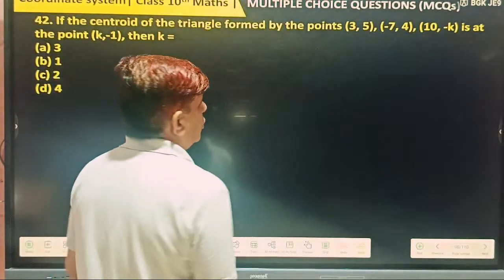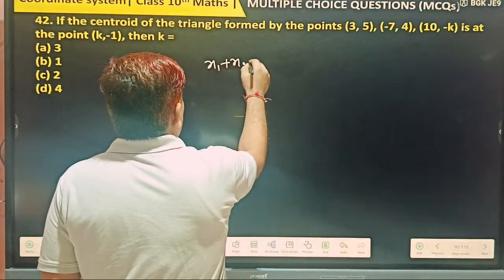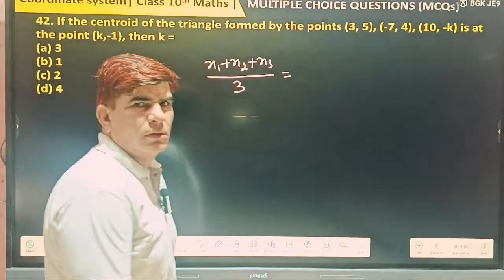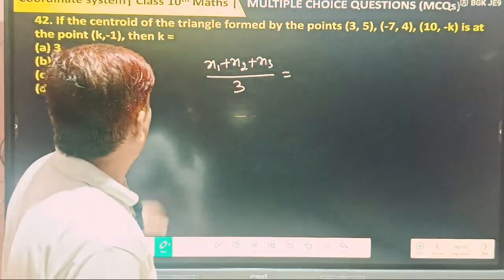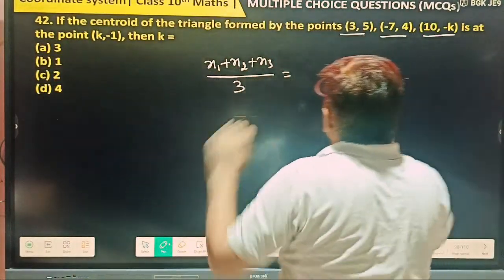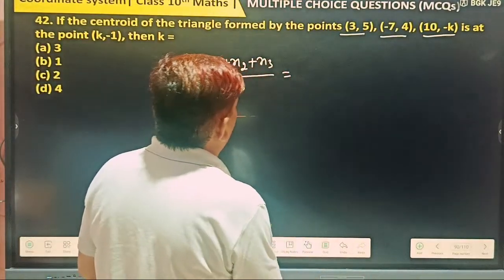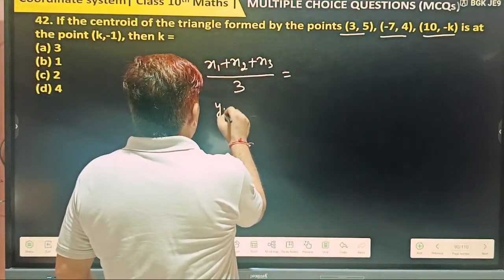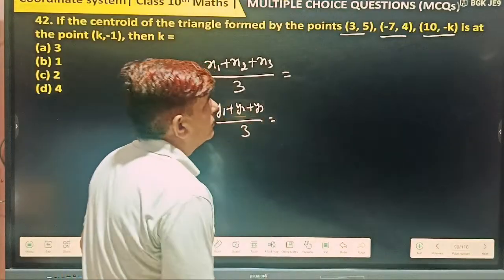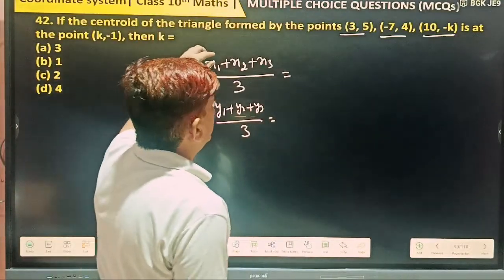Next, if the centroid of a triangle formed by these points is at this centroid, what's the formula to find the centroid of a triangle? This is (x1 plus x2 plus x3) by 3 is equal to the x coordinate of that centroid. So here are 3 points. One point is this, second point is this, third point is this. Understood? And we have to find k. And then (y1 plus y2 plus y3) by 3 is equal to that.